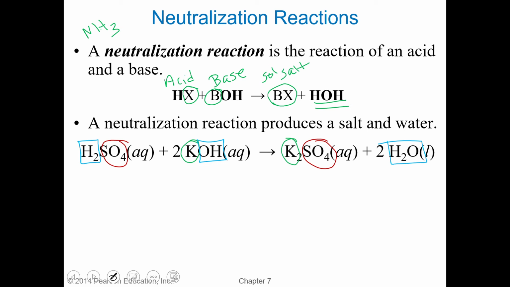Okay, now I'm going to make a statement and I'm not going to give you the answer to this. Just know you might see this as a bonus on a test. All neutralization reactions are double displacement, but not all double displacement reactions are neutralization. Why? I'm going to say it one more time. All neutralization reactions are double displacement, but not all double displacement reactions are neutralization reactions. Why? Think about that.